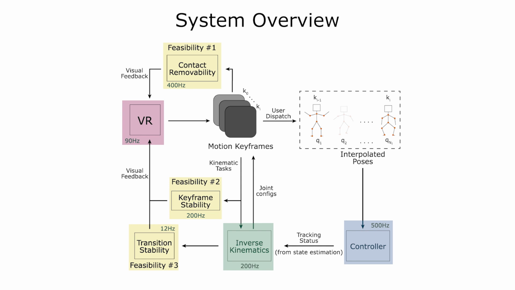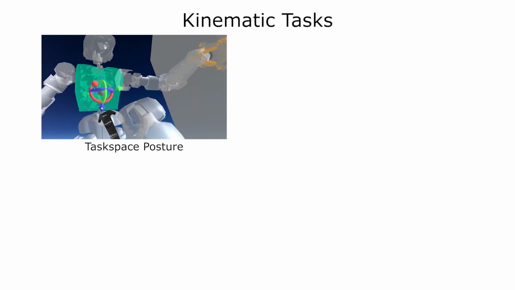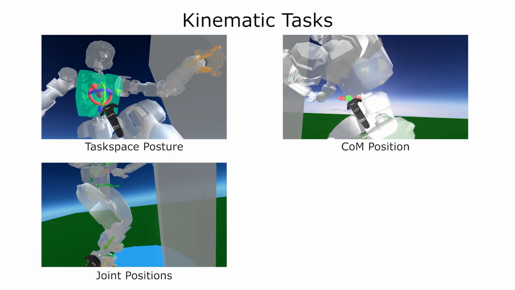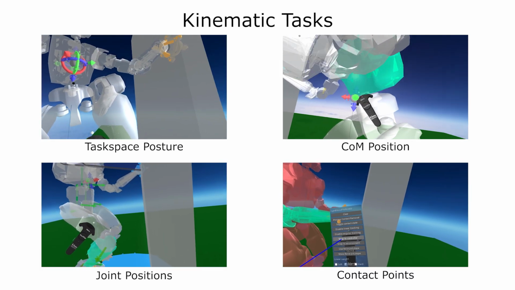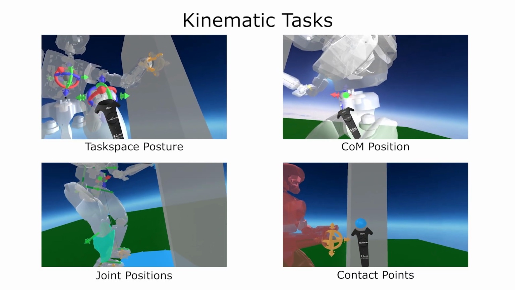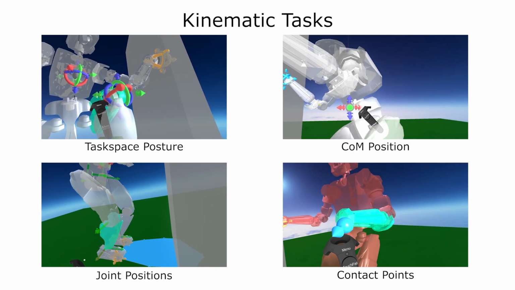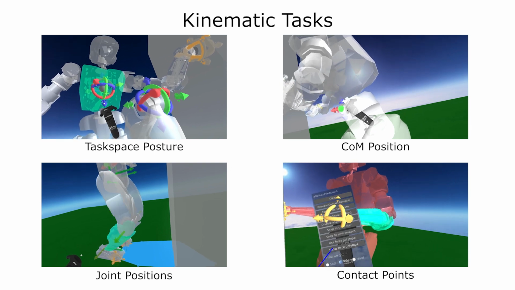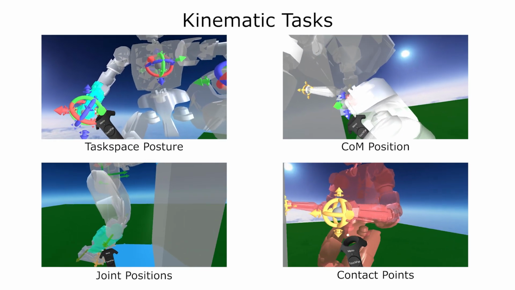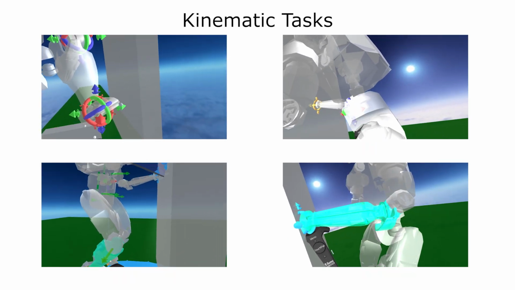In the VR interface, the operator can specify kinematic tasks such as task space posture, center of mass position, joint position, and contact points. These tasks are configured by clicking and dragging interactive anchors. Contact points are constrained to the surface of the robot and can be snapped to the environment. Task priorities and constraints can be set in real time.